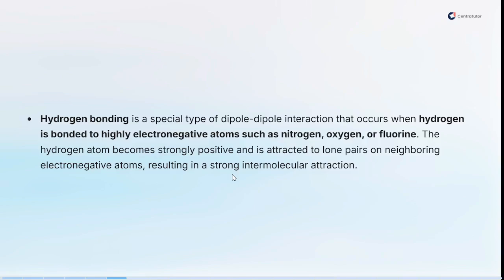So this hydrogen atom becomes strongly positive and is attracted to a lone pair of electrons on the neighboring atoms. So we have hydrogen bonded to fluorine, the hydrogen becomes positive, the fluorine becomes negative. That's one molecule. When we have several hydrogen and fluorine molecules, the hydrogen on one molecule will be attracted to the fluorine on another molecule. This continuous interaction is what is called hydrogen bonding, and it results in a strong intermolecular force of attraction between molecules.